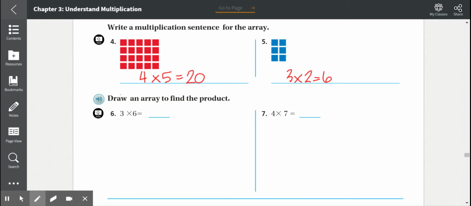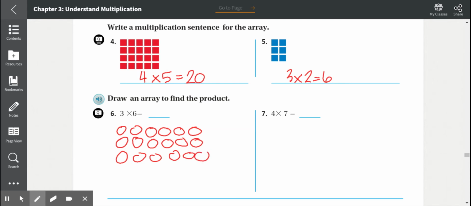Okay, this next one, draw an array to find the product. 3 times 6, so that's 3 rows of 6. 1, 2, 3, and 6 in each. 1, 2, 3, 4, 5, 6. And you should have gotten 18.